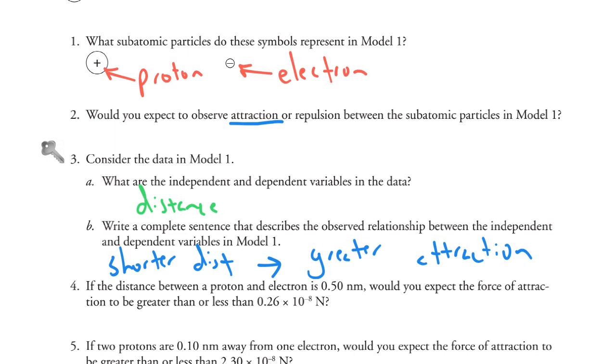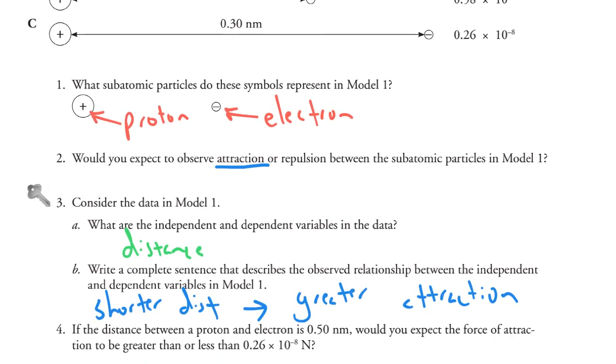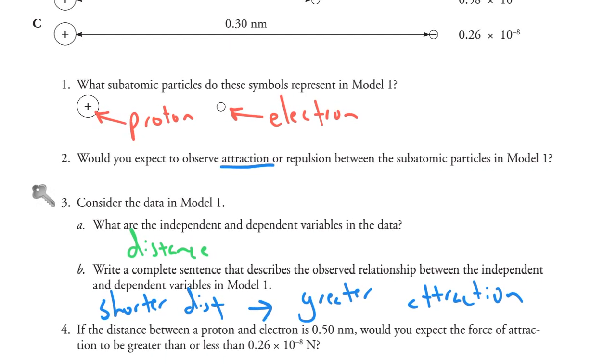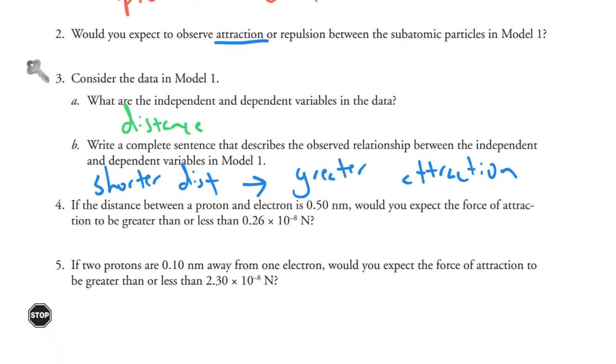If the distance between a proton and electron is 0.5 nanometers, would you expect the force of attraction to be greater than or less than 0.26 times 10 to the negative 8th newtons? Let's look back at this last example. When the distance is 0.3 nanometers, the force is exactly 0.26 times 10 to the negative 8th newtons. So if we have a greater distance, then we are going to get less force. So definitely less.